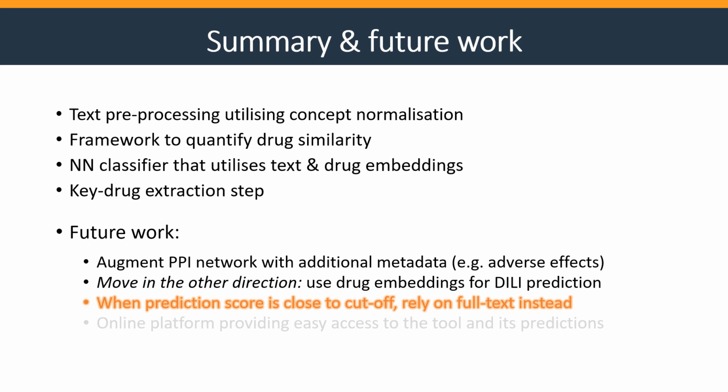Then, when the prediction score is close to the cutoff value of 50%, we could rely on full text instead, and so selectively download full text and run the same pipeline on them. And finally, we are thinking about creating an online platform that provides easy access to the tool and its predictions.